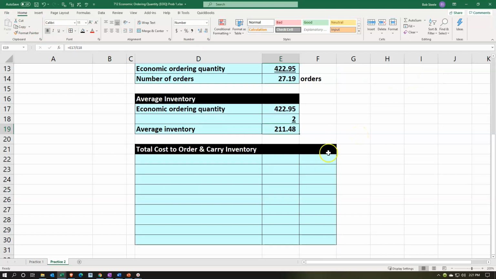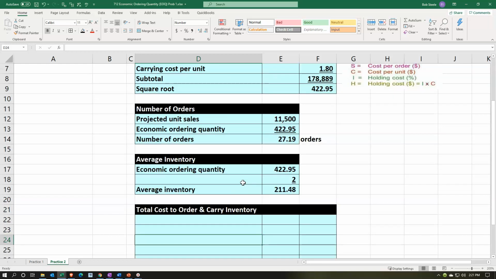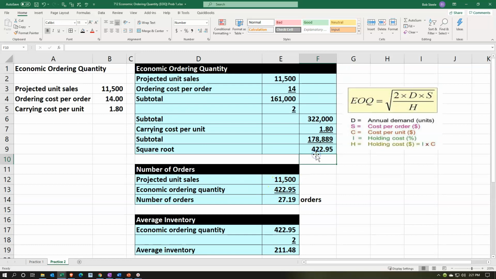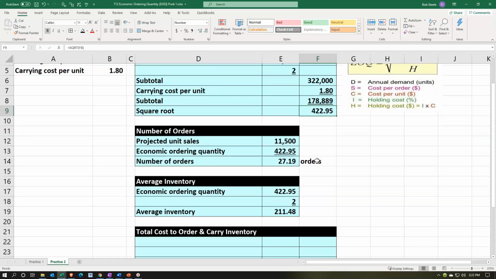Now, given these assumptions, we can go down and say, what would the total cost to order and carry inventory be under this assumption? What is actually the cost? We've optimized the number to lower the cost. So now we can start to think about what the cost would be, and that might help us think about whether this is significant. Is lowering this, is minimizing this, worthwhile, given the significance of these costs?